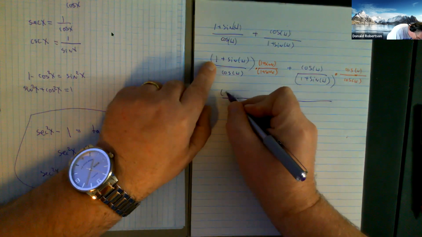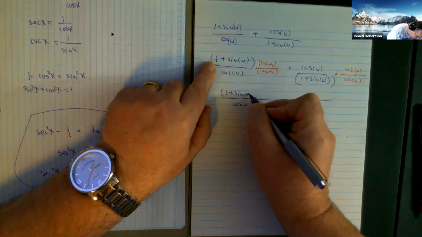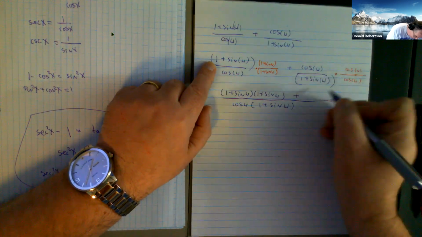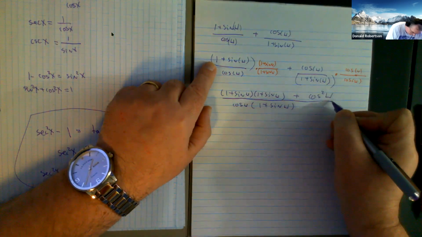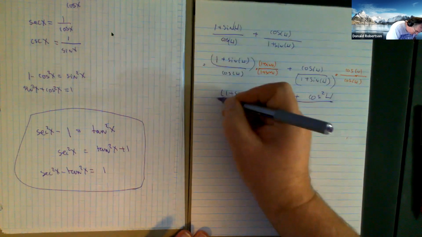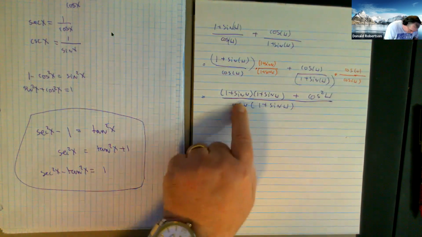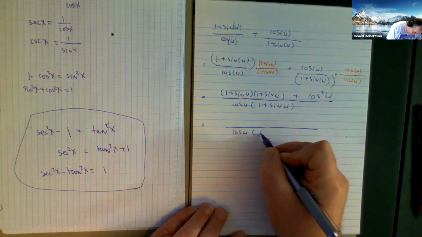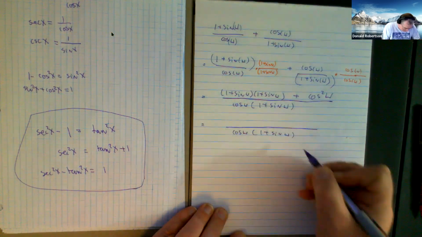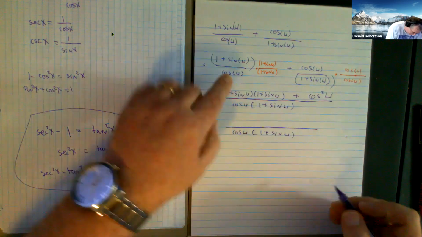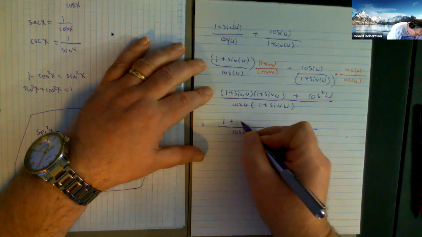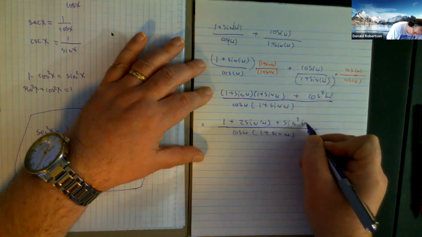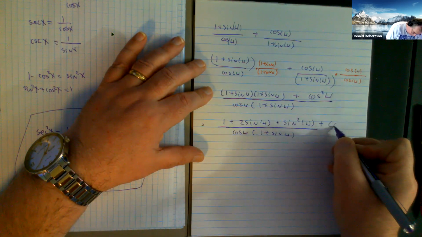And on the top, I have a 1 plus sine u times another 1 plus sine u. And I have a cos times cos, which I'm going to call cos squared u, right? So I'm taking this nice and slowly. I'm not going to do anything to the bottom. Probably never will, except write it down again. Foiling this out, you will eventually get 1 plus 2 sine u plus sine squared u, and then you've still got to add cos squared u.